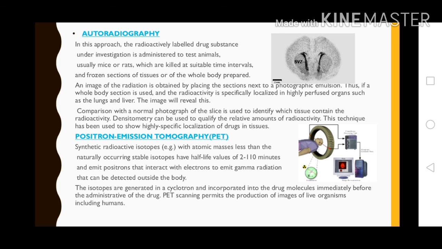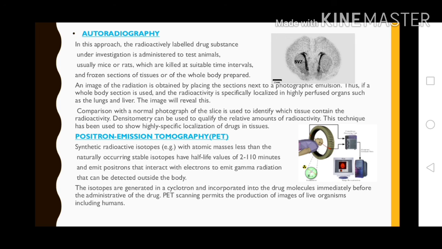After that the whole body section is used, and the radioactivity is specifically localized in highly perfused organs, for example lungs, liver, and also brain. The image reveals the drug distribution. Comparison with the normal photograph of the slice is used to identify which tissue contains the radioactivity. Densitometry can be used to quantify the relative amount of radioactivity. The technique has been used to show highly specific localization of drugs in tissue.